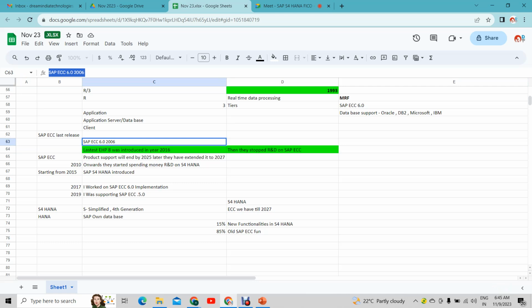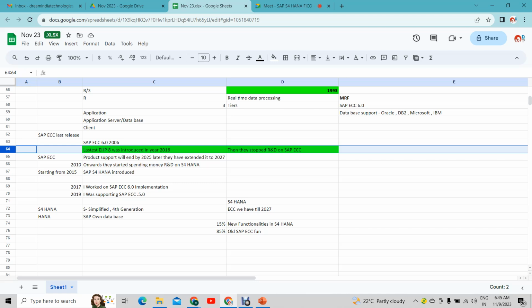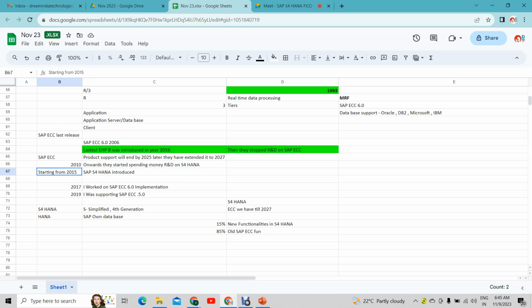2006, right? So before 6.0, there was 5.0, there was 4.0. In SAP ECC, if somebody asks you what was the last release, we have ECC 6.0, everybody knows it. Also, we call this system the R3 system. Not only SAP ECC, we call it R3 system. That is the old name that we are following.